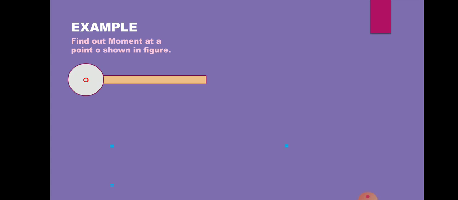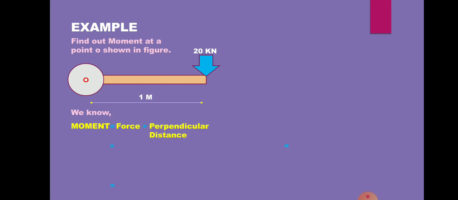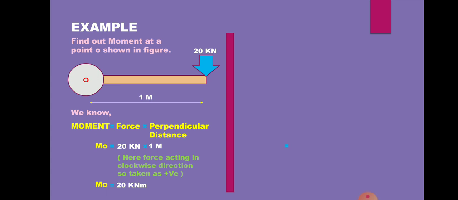Here we have a figure on which, at a 1 meter distance, a 20 kilonewton force is applied. We know moment equals force into perpendicular distance. So moment at O is equal to 20 kilonewton into 1 meter distance. Here the force acts in the clockwise direction, so its moment is taken as positive. So moment at O is equal to 20 kilonewton meter.